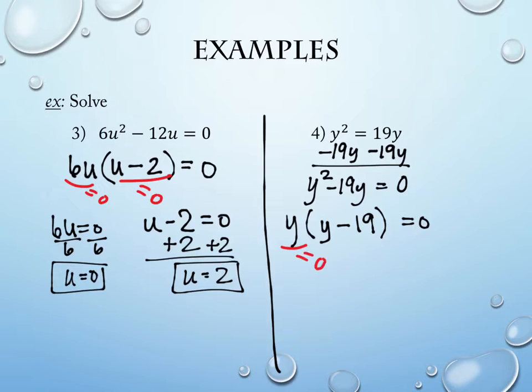Then we'll set each piece equal to 0. So I have y equals 0. And I have y minus 19 equals 0.